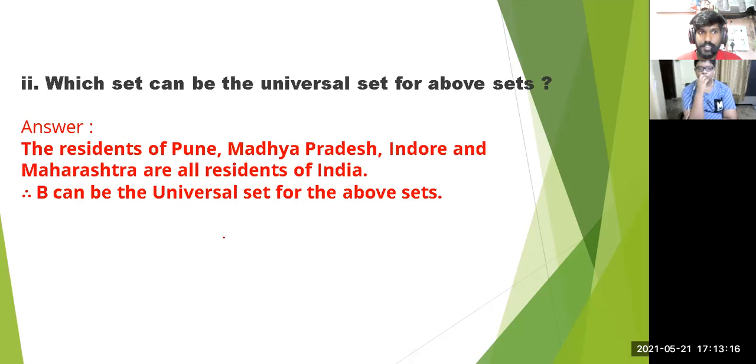Okay, this is the way we write it, okay? The residents of Pune, Madhya Pradesh, Indore, and Maharashtra are all residents of India. Therefore, B can be the universal set for the above sets. Okay, this is the way you will write it. So let's move on now to the next question.